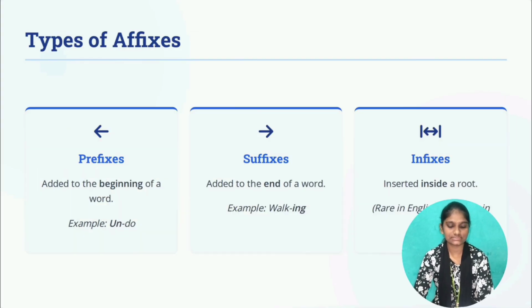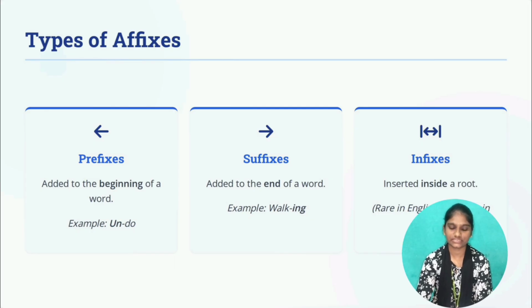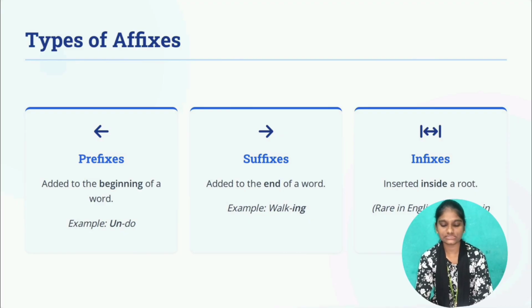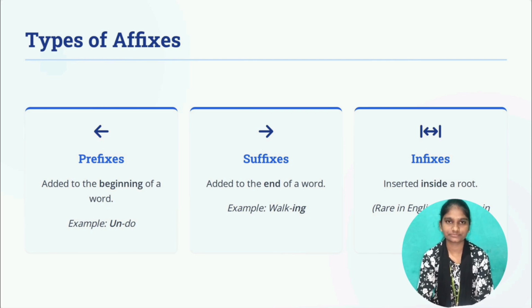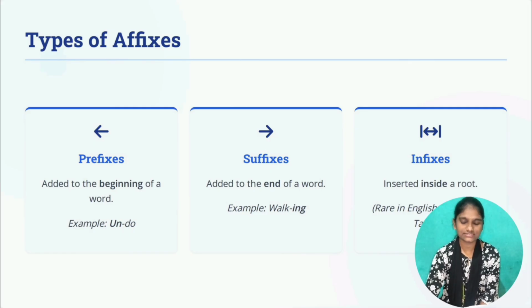Types of affixes. There are three types of affixes: prefixes, suffixes and infixes. Prefixes are added to the beginning of a word, for example undo. Suffixes are added to the end of a word, for example walking. Infixes are inserted inside a root. It is rare in English.